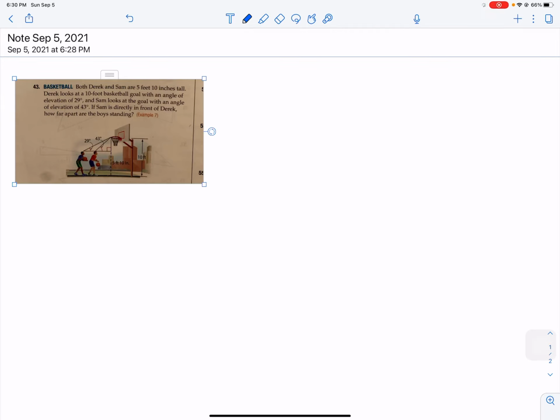Okay, let me do a couple of these problems for you. Number 43, if you can see, there's actually two triangles in the top, and it says both Derek and Sam are 5 feet 10 inches tall, and the basketball goal is 10 feet high. So let me just go and draw that real quick. We have a basketball goal, something like that. This is 10 feet. Then we have two basketball players.